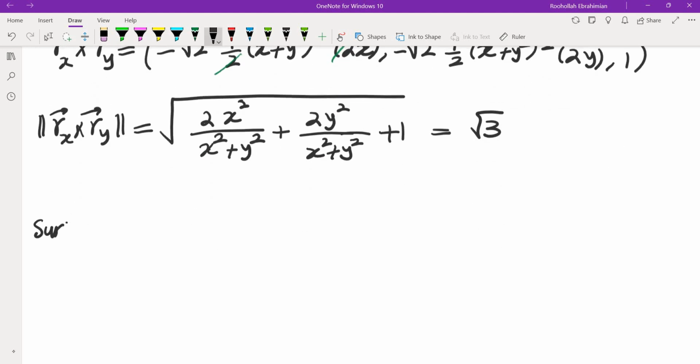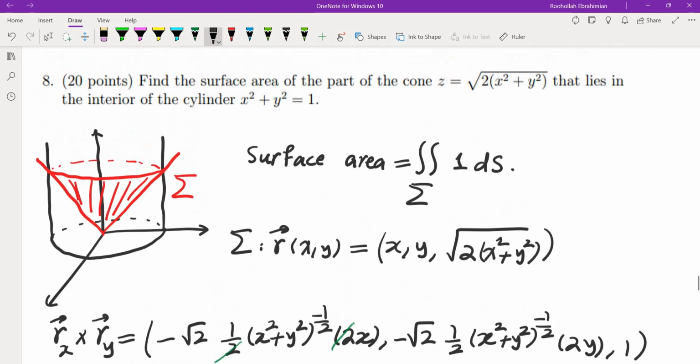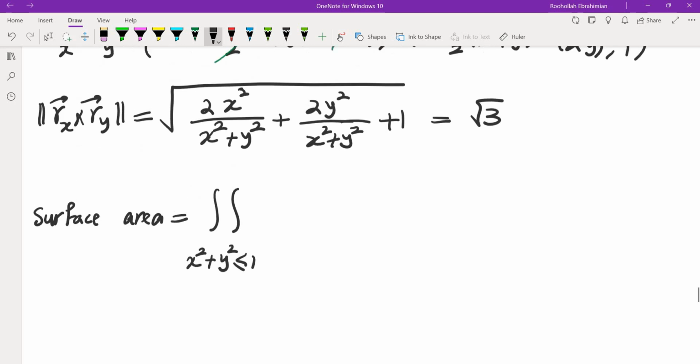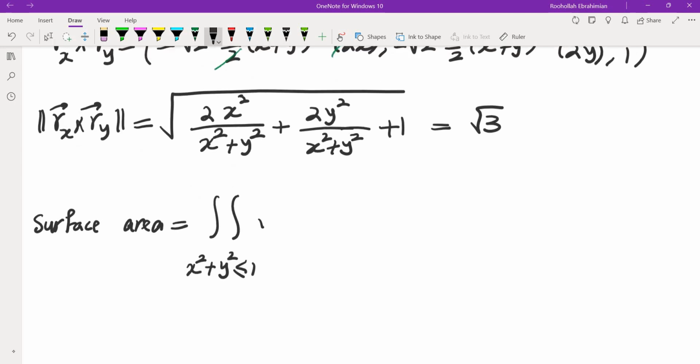So surface area becomes a double integral over the region, which is the projection onto the xy plane, and this is the region. The intersection of these two is just x squared plus y squared equals 1. So the region on the xy plane is x squared plus y squared less than or equal to 1. And then dS, which is root 3 dA.